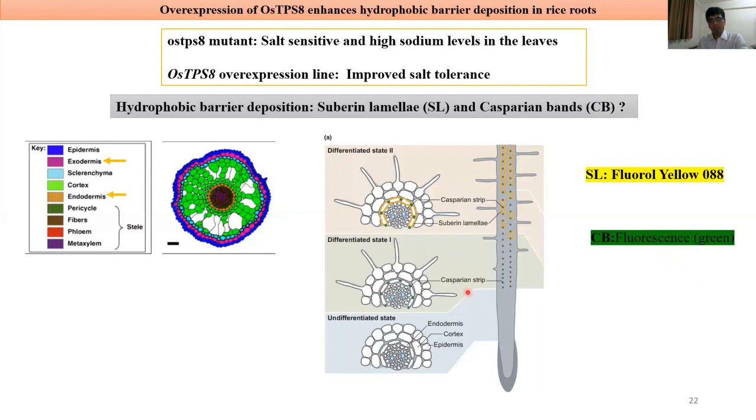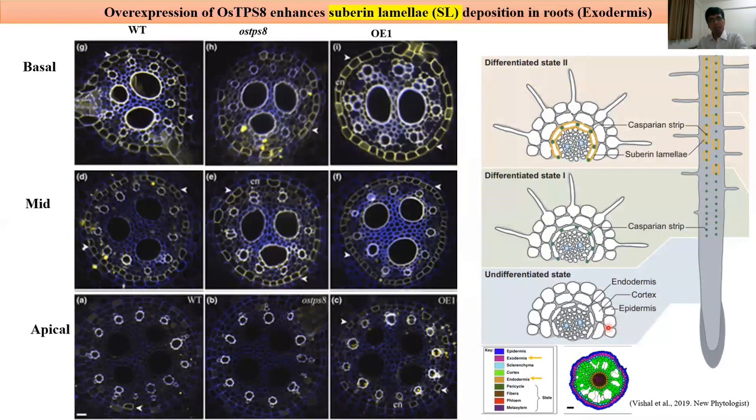If you talk about the formation of these hydrophobic barriers, first the Casparian band forms. You could see it starts in the mid region, then there is a discontinuous region here, and then the continuous region in the basal region. So we went ahead and analyzed what happens in the mutant and the overexpression line. This row is showing the wild type, this is the mutant, and the last is the overexpression line. In this experiment, we first took the transverse sections of the roots from three different regions: one is the apical, one is the middle, and one is the basal region.